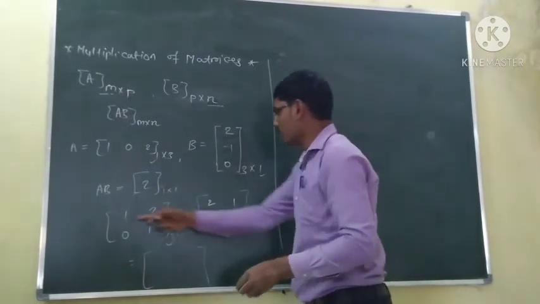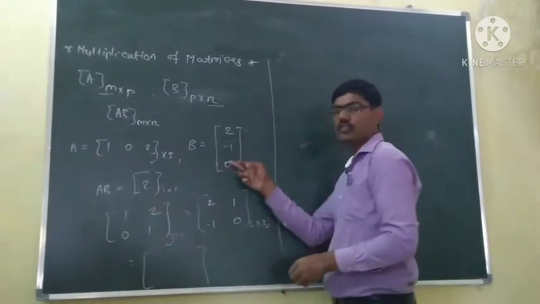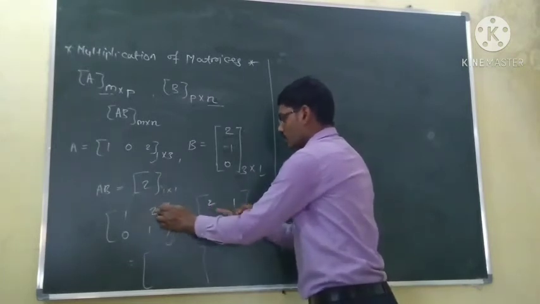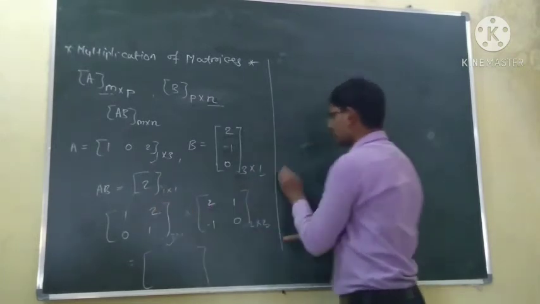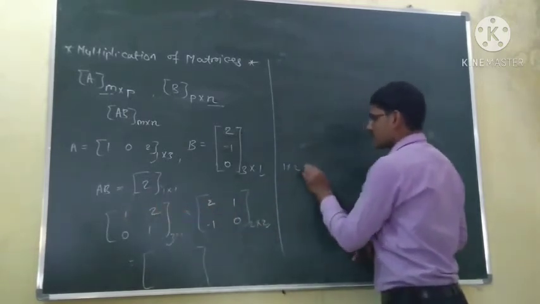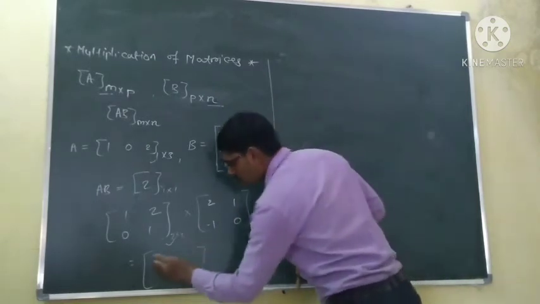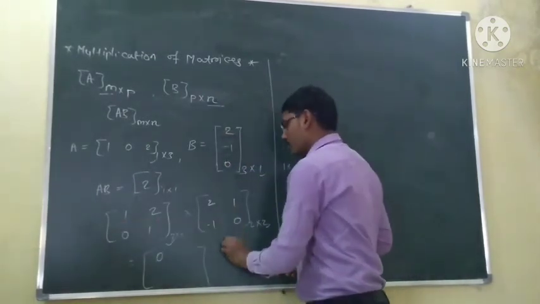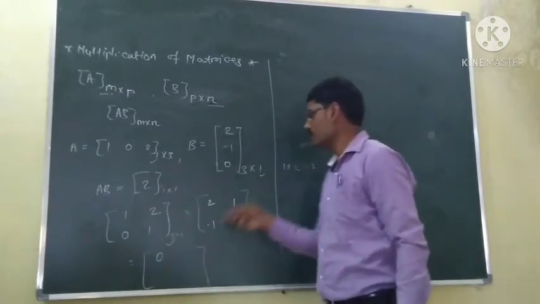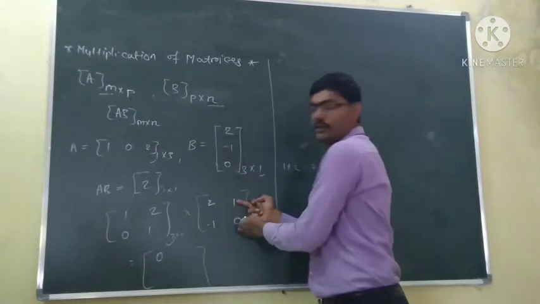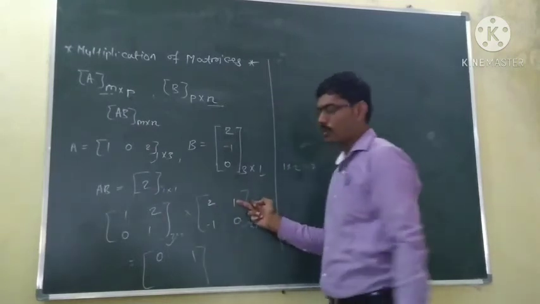Okay. So 1 into first row, first column: 1 into 2 plus 2 into minus 1. So 2 minus 2 is 0, so the first entry is 0. What we have done is multiplied the first row with the first column. Now the first row with the second column: 1 into 1 is 1, plus 2 into 0 is 0. So 1 plus 0 is 1.